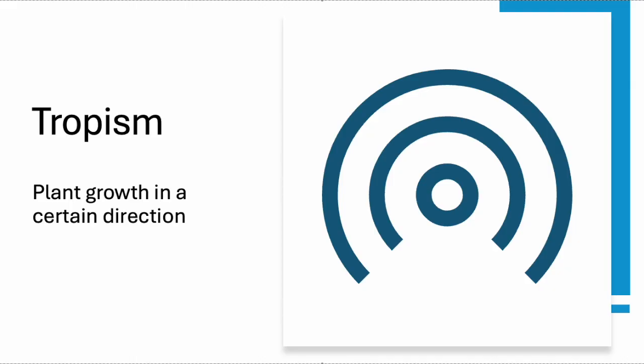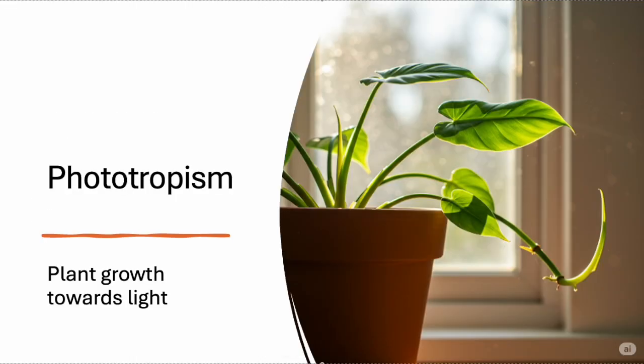The first tropism is called phototropism. Photo means light. So phototropism is when a plant grows towards the light. Have you ever seen a plant on a windowsill bending towards the sun? That's phototropism. The plant is trying to get more sunlight to make its own food. The stem and leaves usually show positive phototropism, meaning they grow towards the light.